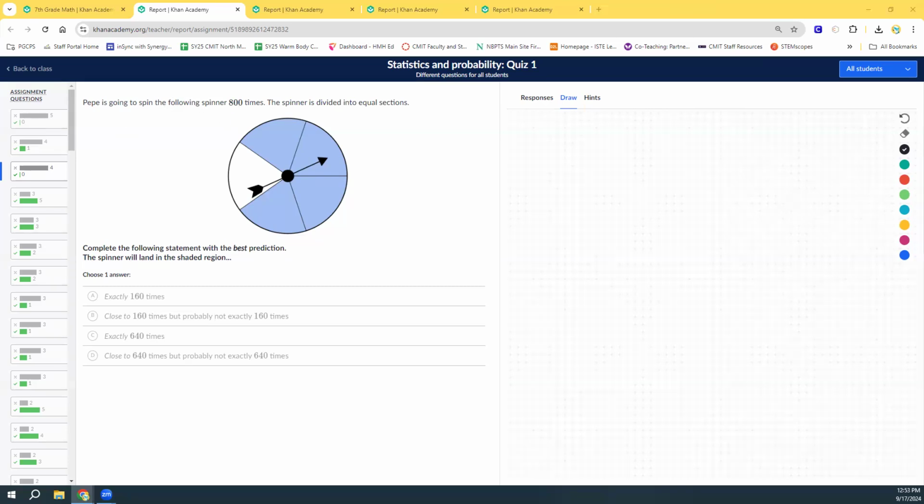So this is an experimental probability problem. The spinner is divided into equal sections. Complete the following statement. So we're talking about the shaded region. There's 1, 2, 3, 4 out of 5 regions that are shaded. 4 shaded, 5 total. So that means 4 out of 5, right? 4 out of 5 chances it's going to land in the shaded region. So we can multiply that by 800 and we're going to get 640.